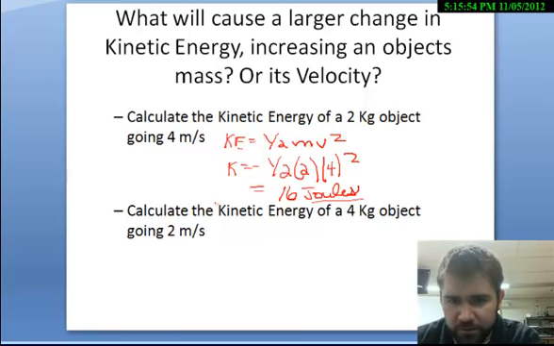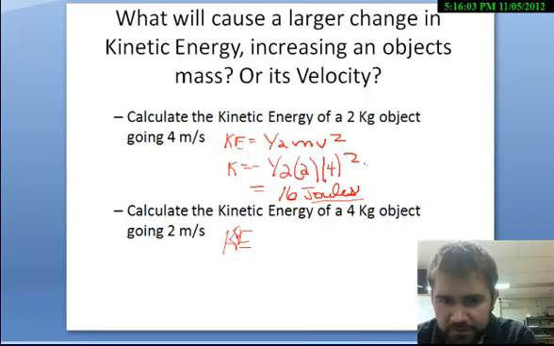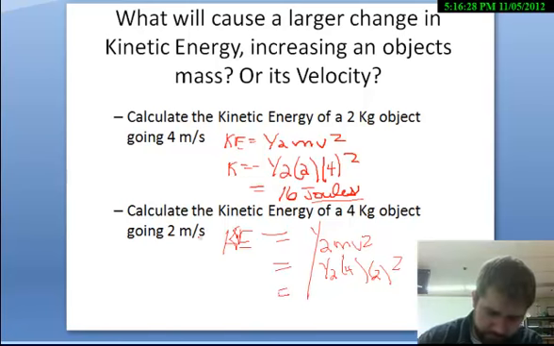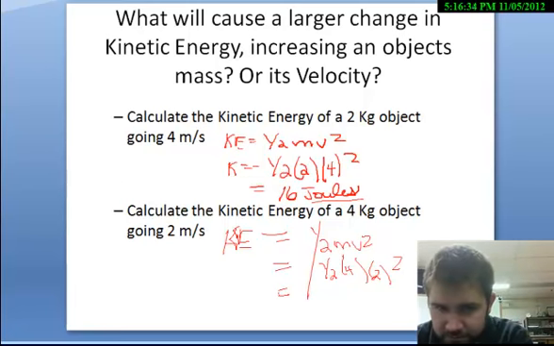Alright, what if we have a 4 kilogram object doing 2 meters per second? So kinetic energy, this is how I'd show my work again. Kinetic energy equals 1/2 mass times velocity squared. Therefore it equals 1/2 times 4 times 2 squared. And finally we wind up with 0.5 times 4 times 2 squared equals 8 joules.